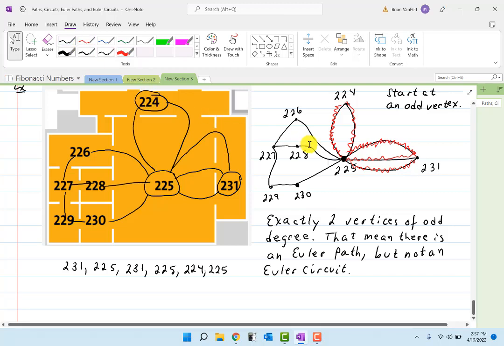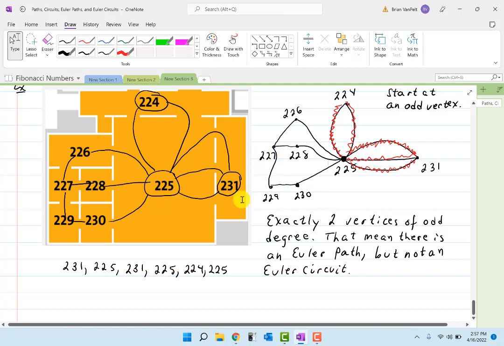Now, I'm ready to take care of these things over here. And you can see it's going to work here. If I go 225 and go around, when I get to 227, I can come in and go to 228, hit 225, and then back and go around and hit 229, 230, back to 227.